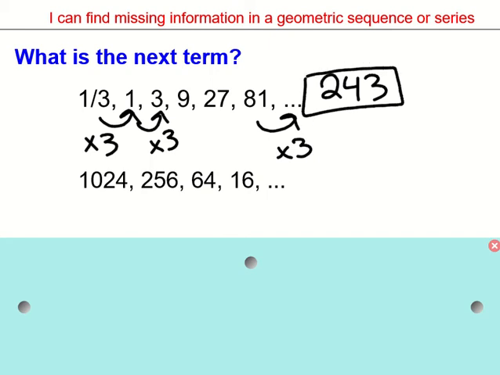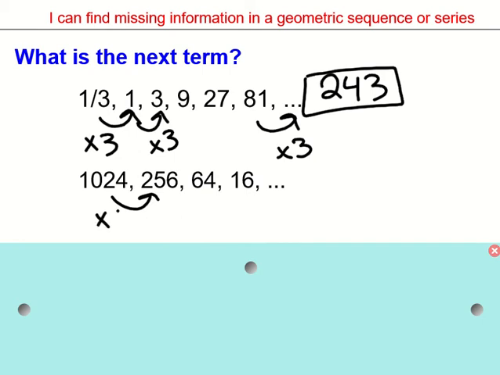243. Now for our next sequence, I'm going to compare 1024 to 256, and this is multiplying by 1/4. Same thing, between 256 and 64, you're also multiplying by that 1/4. So to find our next term, I'm going to take 16, multiply it by 1/4, and the next term in this sequence would be 4.